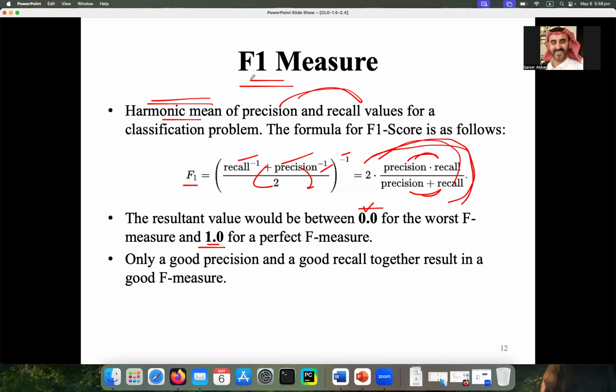And how can you get a good F1 score? Some people also call it the F1 score. Only if you have a good precision value and a good recall value can you expect that you will have a good F1 score. Otherwise, not.